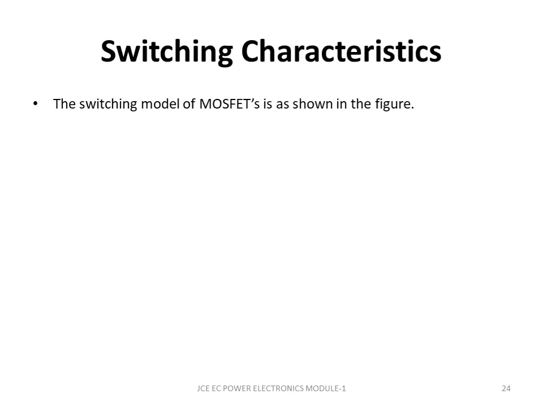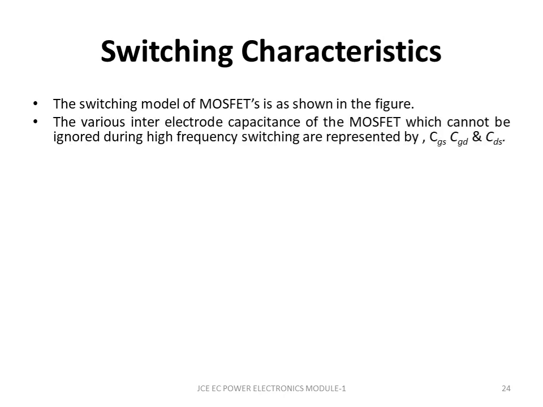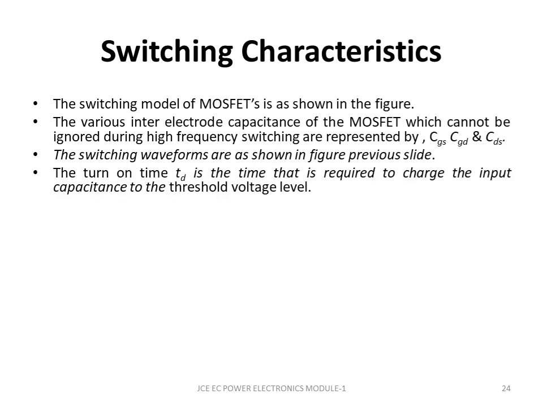So the switching characteristics is explained further. The switching model of MOSFETs is as shown in the figure. The various inter-electrode capacitances of the MOSFET, which cannot be ignored during high frequency switching, are represented by CGS, CGD and CDS. The switching waveforms are also shown.